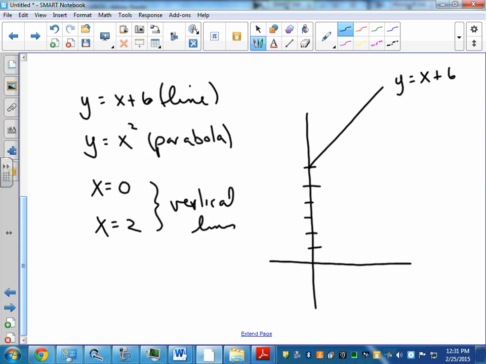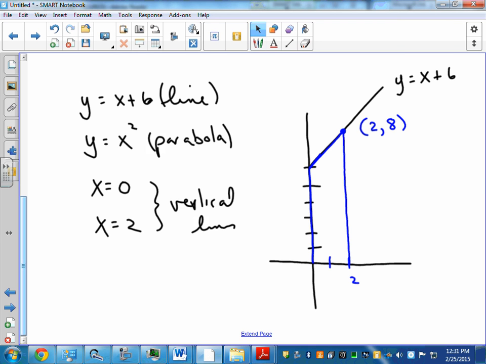The vertical lines are x is equal to 0, which is the y-axis, and x is equal to 2, which is a vertical line right here. And so it doesn't take a lot to say this has got to be 2 comma 8, right? Here's our line. Now the bottom of this is going to be our parabola. We don't care about the entire parabola. We want the parabola that goes through these points right here.